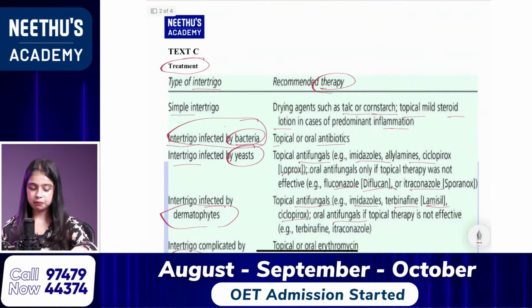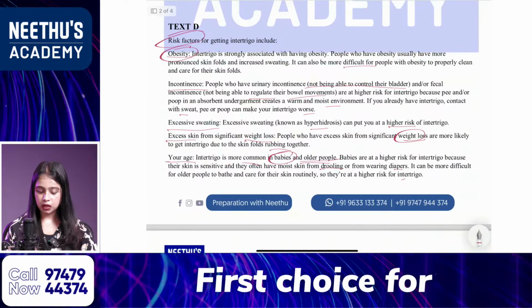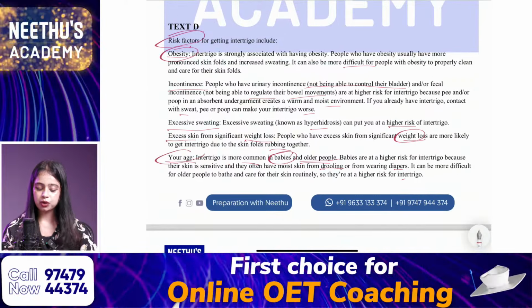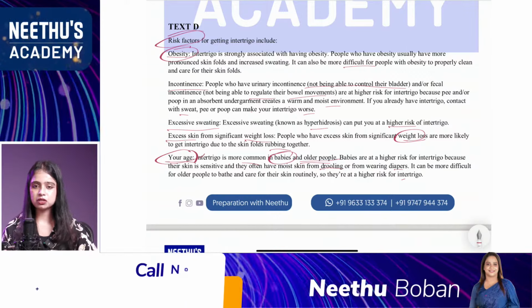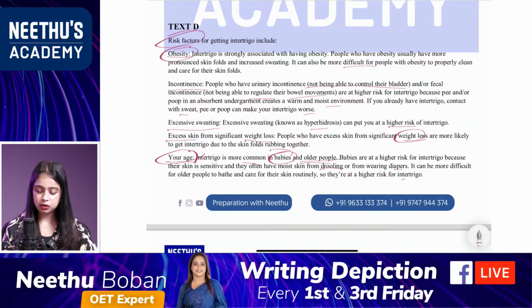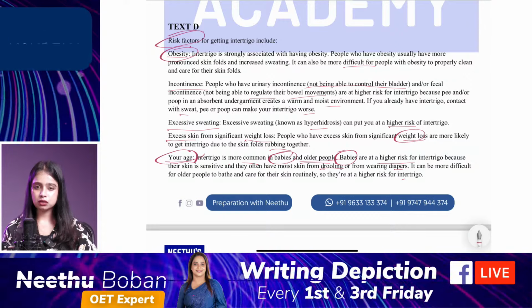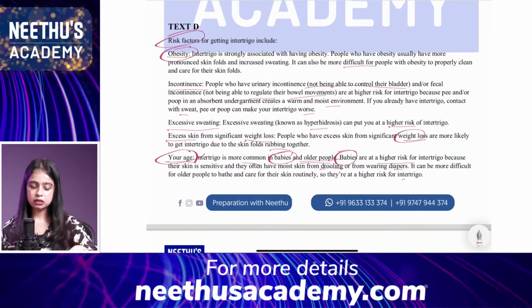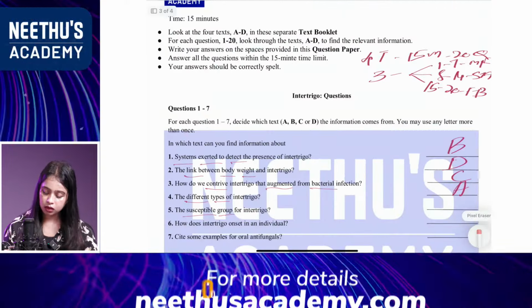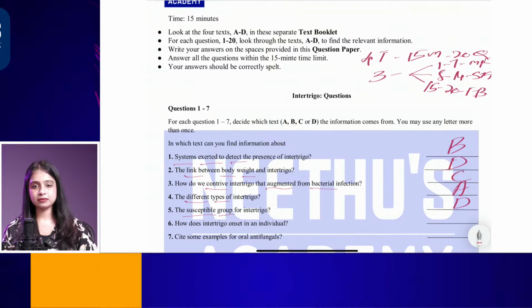The susceptible group I have seen here in text D. See, age is one of the complications or risk factors of this condition. Intertrigo is more common in babies and older people, so babies are at a higher risk for intertrigo. They are susceptible. So the correct answer is D.